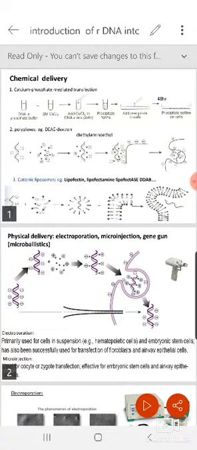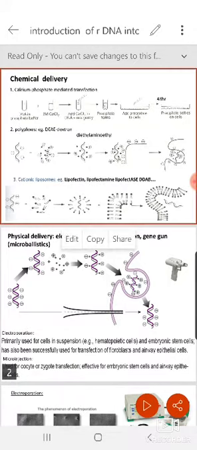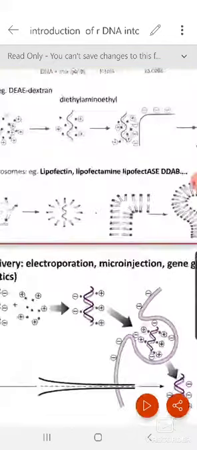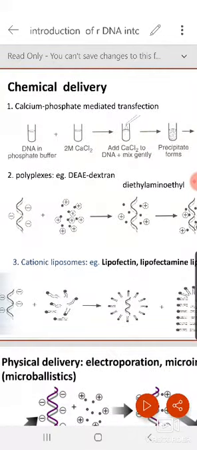So there are different chemical delivery methods and physical delivery methods. We will start with some of the important topics in the chemical delivery method. The most popular one is calcium phosphate mediated transfection. Transfection means we are dealing with the animal cell line.